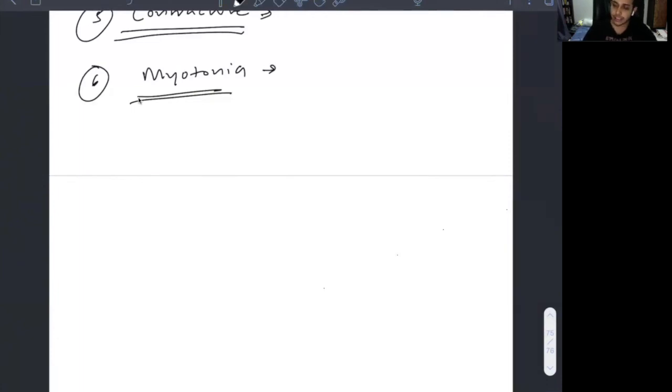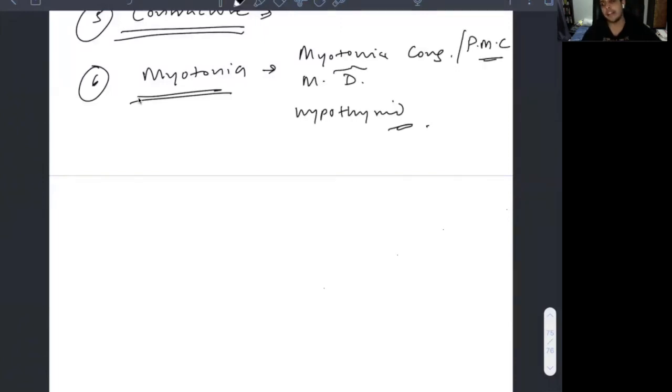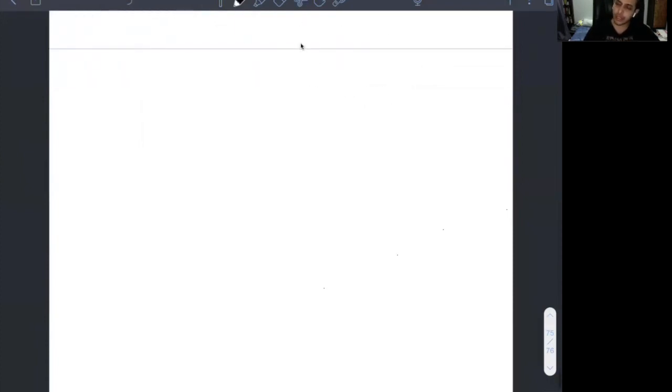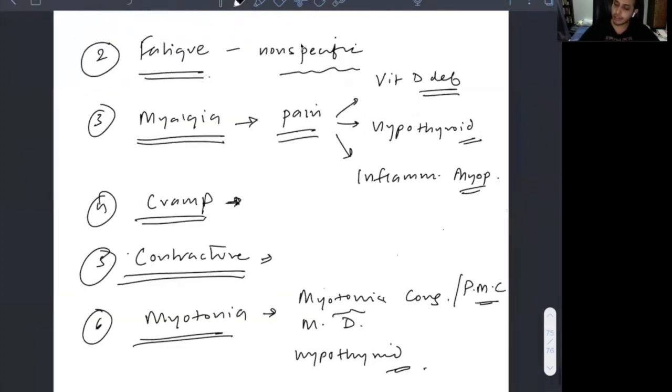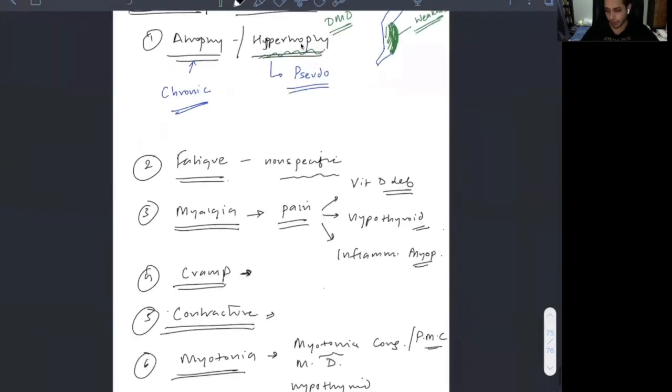So which are the conditions that can present with myotonia? All the diseases that have myotonia in the name. So myotonia congenita, or myotonic dystrophy, or even hypothyroidism. Okay. There is also paramyotonia congenita. So anything that has myotonia in the name can present with myotonia. So these are the associated features of myopathy that you need to look into.